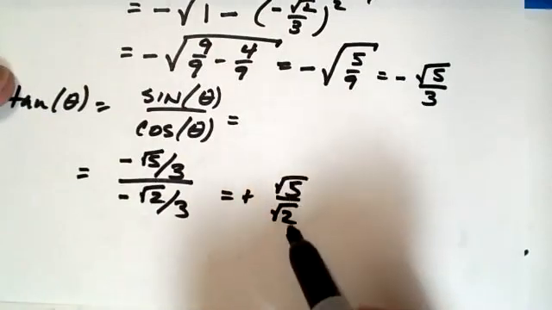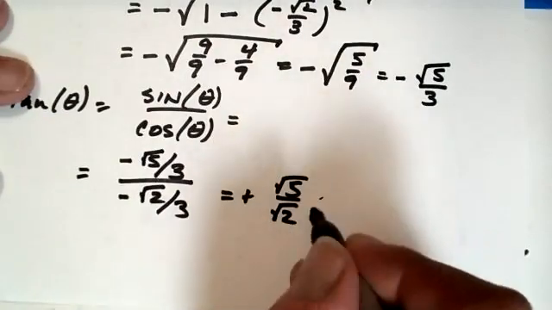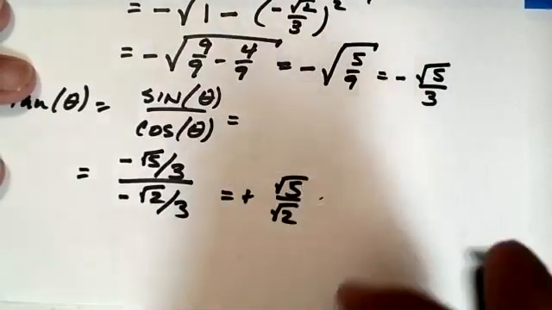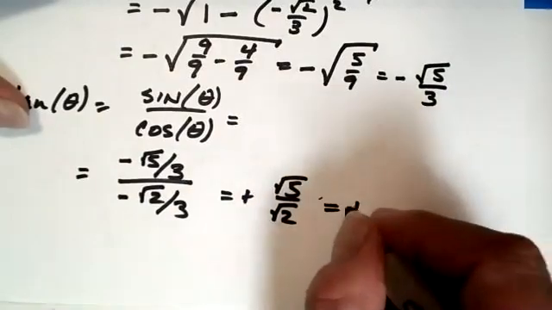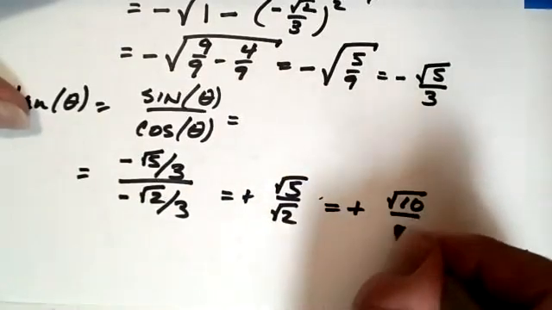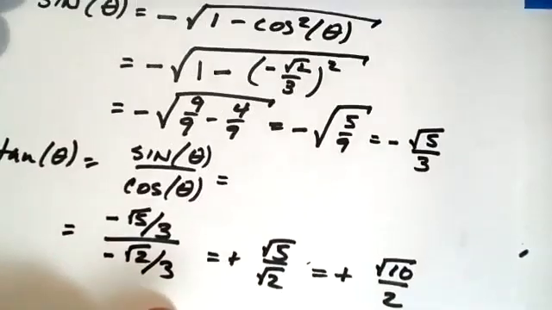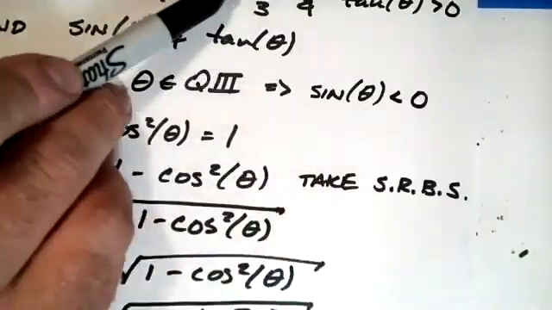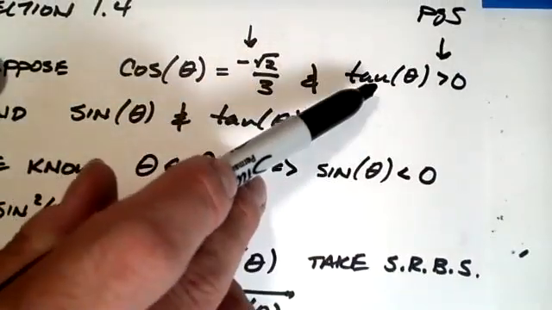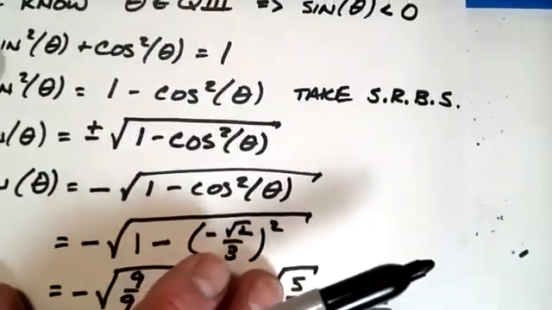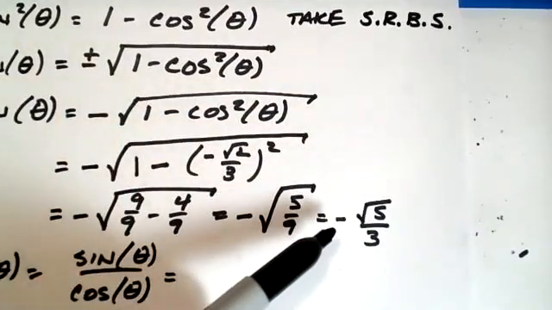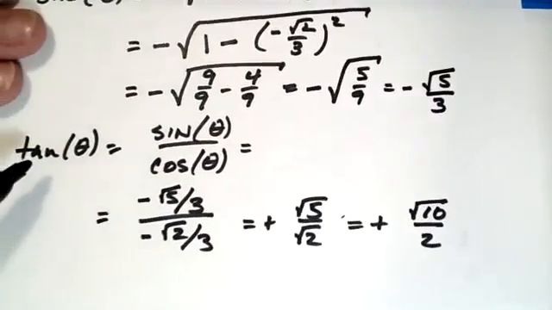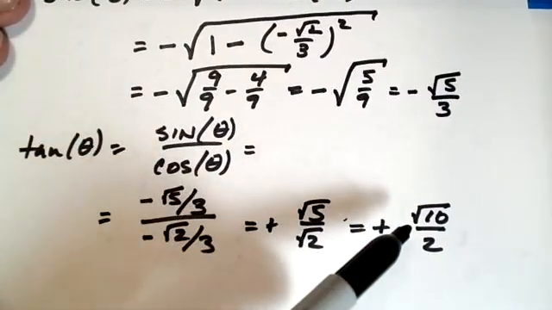Now, to fix this, we need to multiply by square root of 2 over square root of 2. And remember, when you multiply radicals together, they stay inside the radical. So this ends up being positive square root of 10 over 2, and that's simplified. So achieving the problem we asked for, we started with cosine and some information about the quadrant. Through this manipulation, we end up with the value of cosine, negative square root of 5 over 3. And with another fundamental identity, we find the tangent.